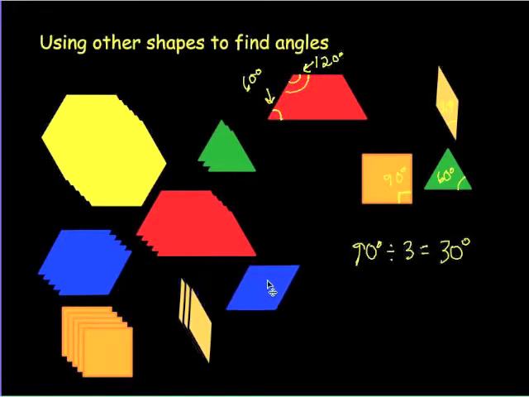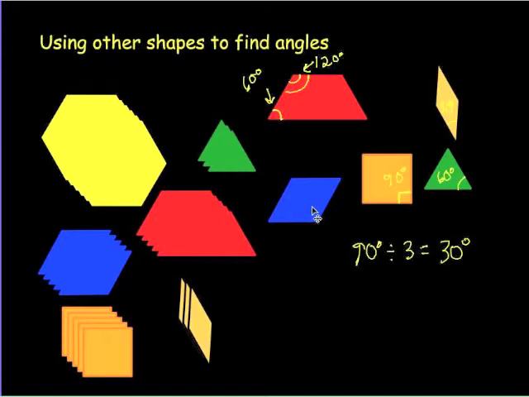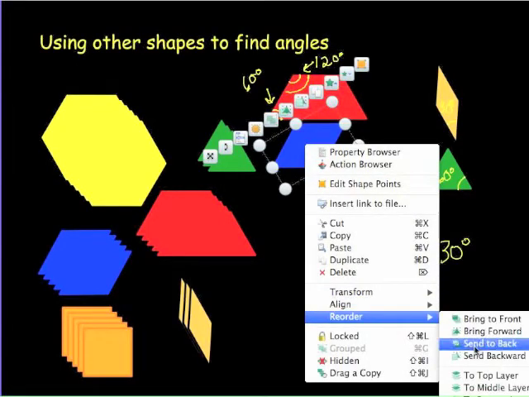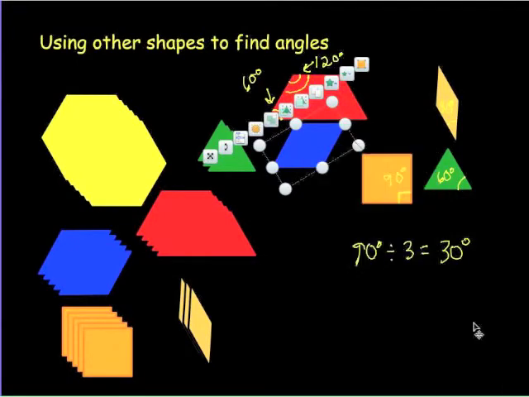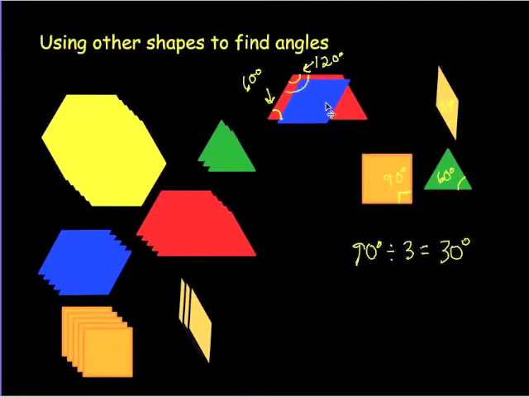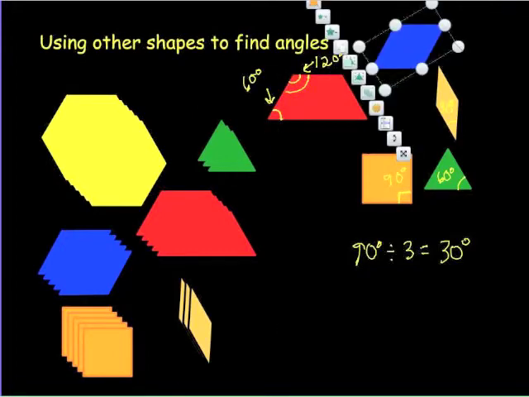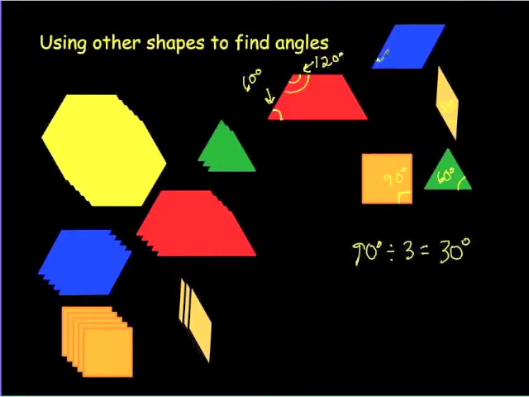Okay, now let's bring out this rhombus, and I want to know what the measure of this angle is and what this angle is. And if I look, let me bring this so you can see it. That fits exactly with this. So this measure is 60 degrees, and this measure here is 120 degrees.